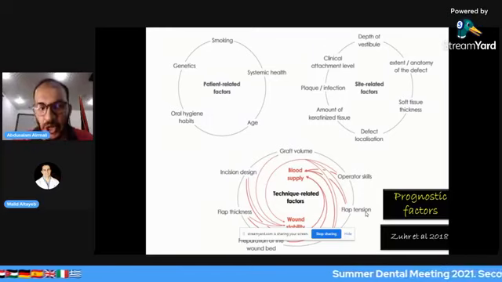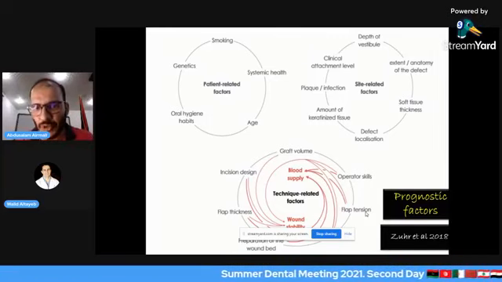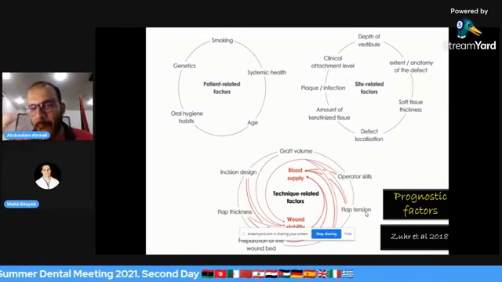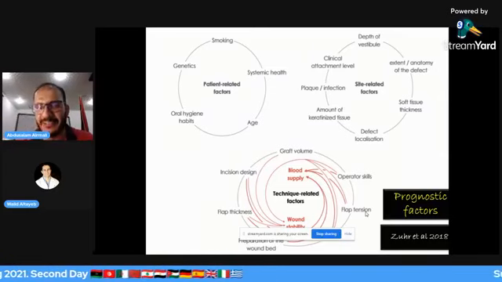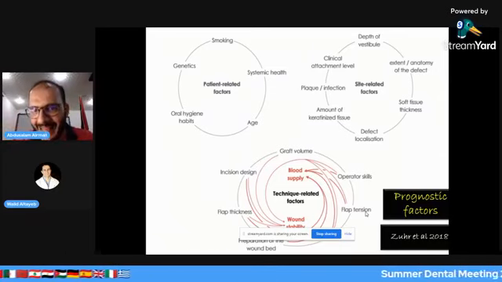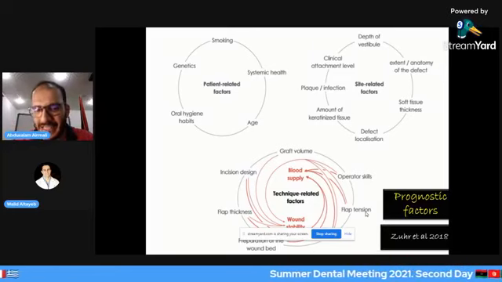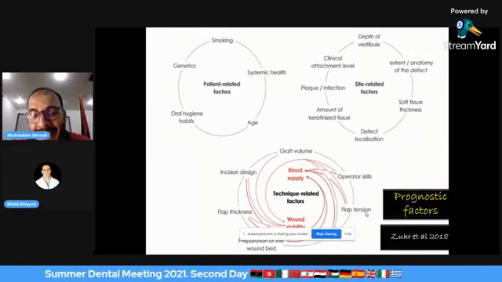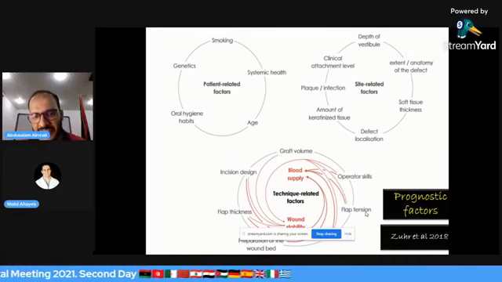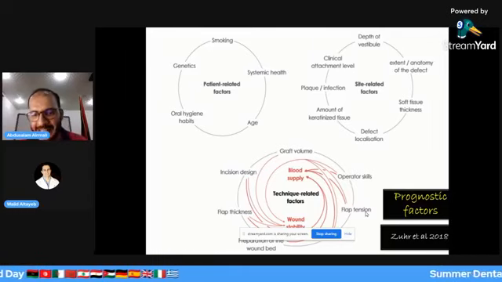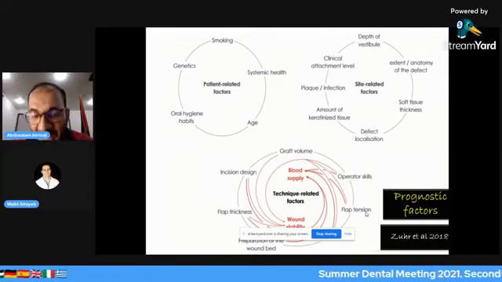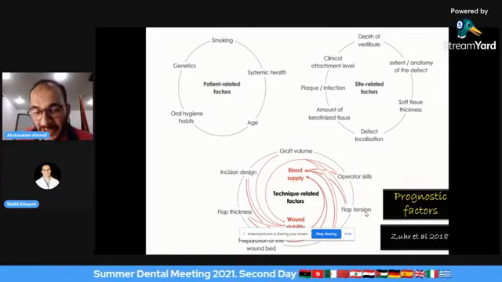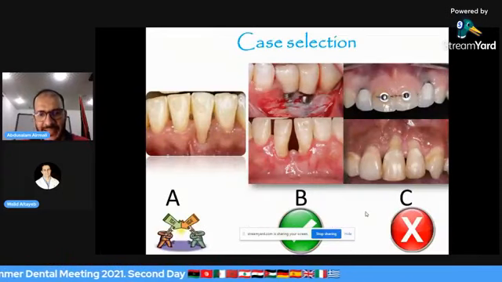You have to consider all of these factors that are related to the patient, and other factors related to the site: amount of keratinization, site of defect, plaque accumulation, clinical attachment, vestibular depth, the defect localization, all of these factors. The other factors are related to the clinician and the technique itself: the blood supply, preparation of the recipient site, the incision design, the operating skills, the flap tension, the flap thickness, the graft volume. All of these factors are integrated and have a very high impact on the success of the graft.